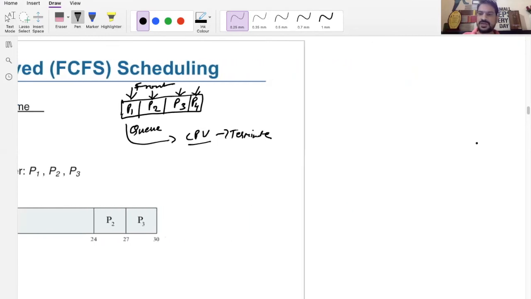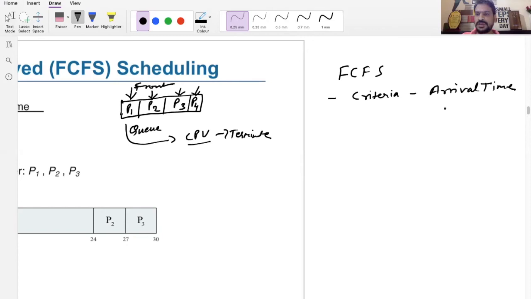So what we have understood is that in first come first serve, the criteria is arrival time. Based on that criteria, we put the process into the CPU. The second thing is, what is the mode of this particular scheduling algorithm? We have seen two types of mode, preemptive and non-preemptive. This particular scheduling algorithm is non-preemptive.